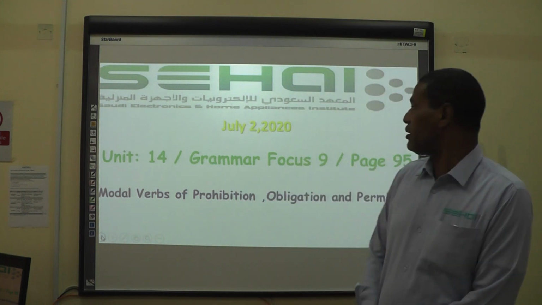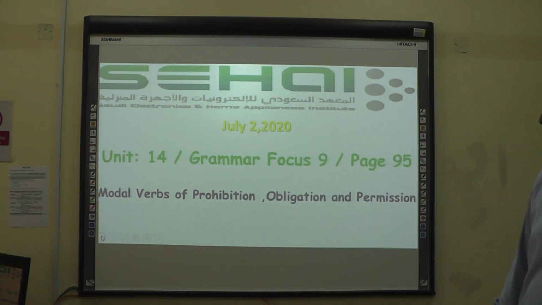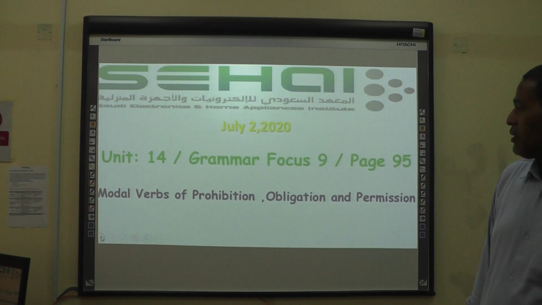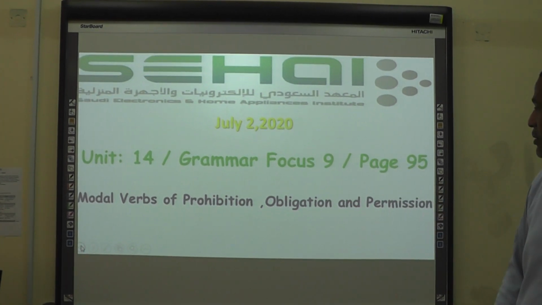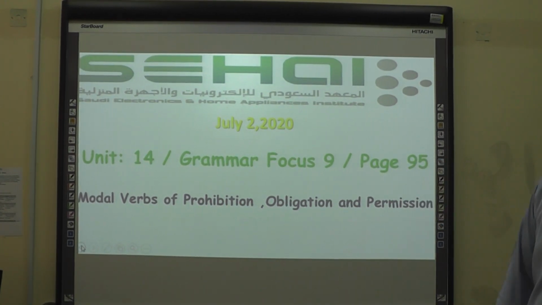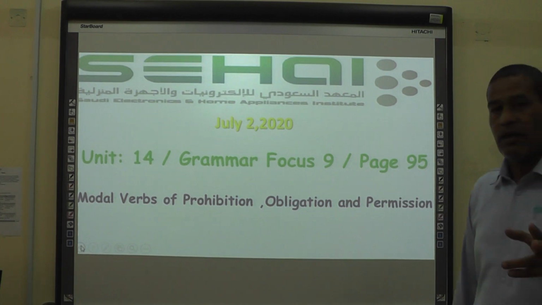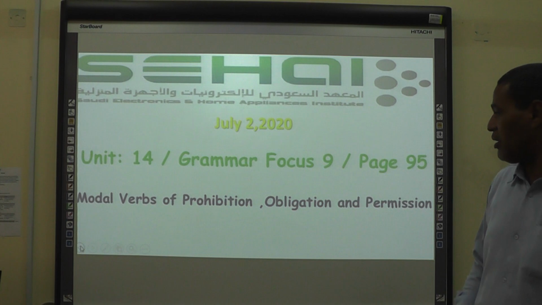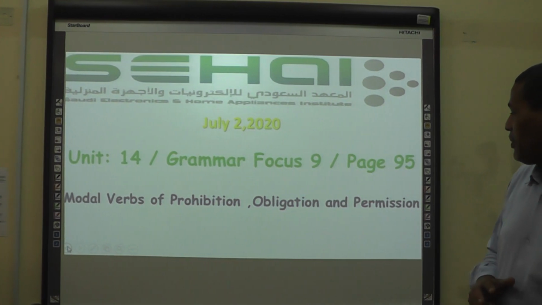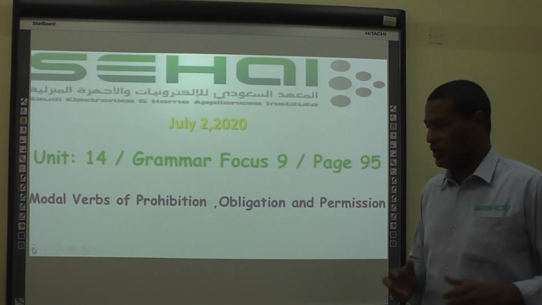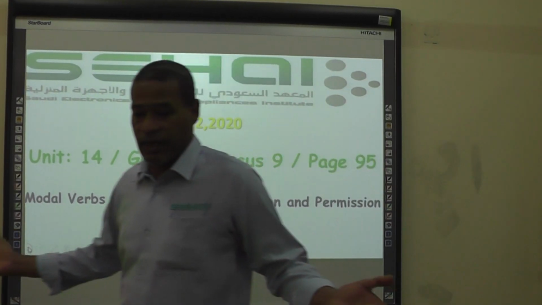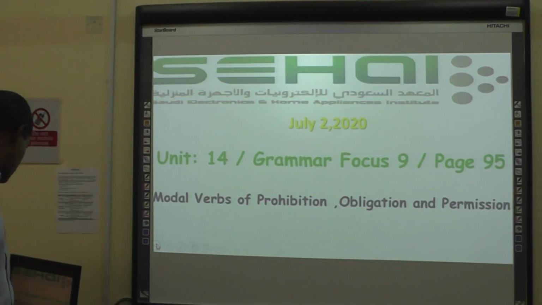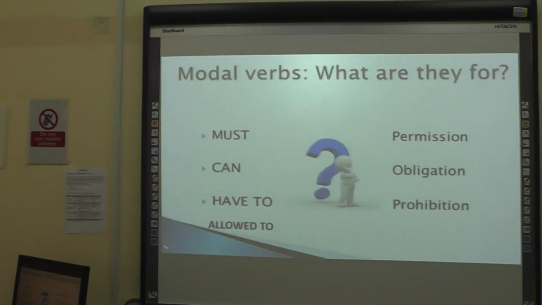And today, as you can see here, it's about Unit 14, Grammar Focus 9 on page 95, Interchange 2. And it's going to be about modal verbs of prohibition, obligation, and permission. So let's start and see what we mean by these words.